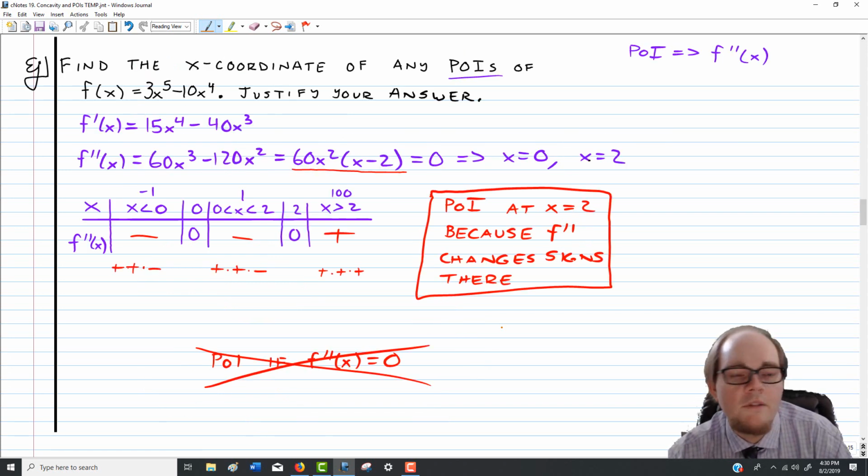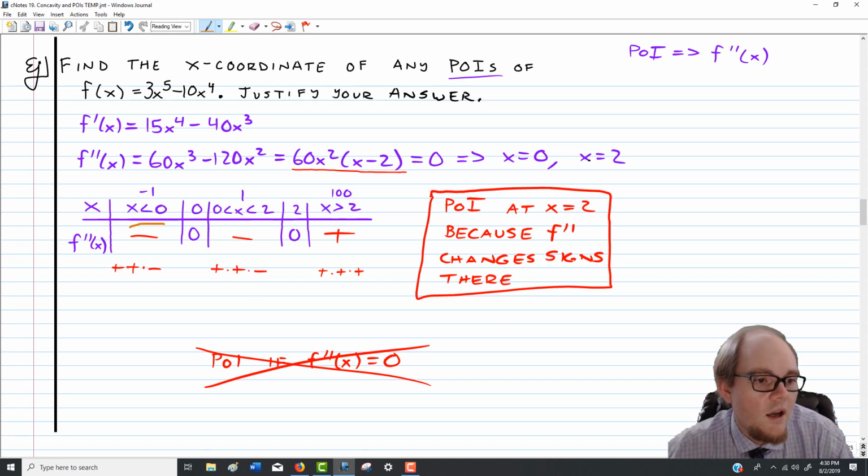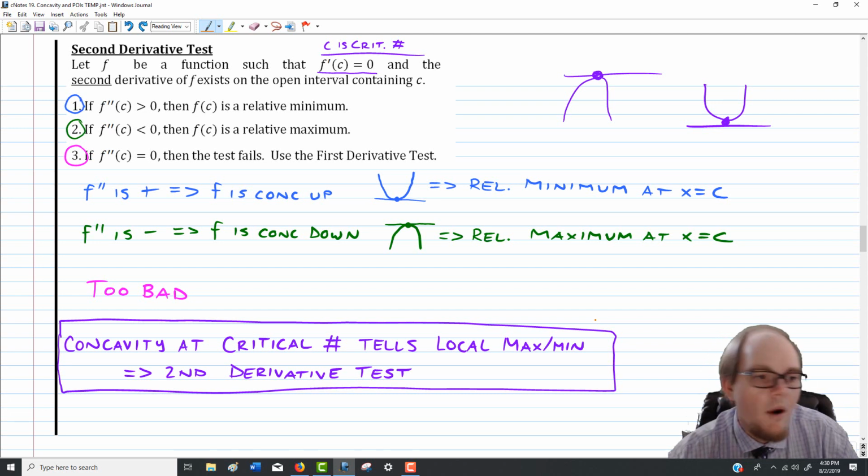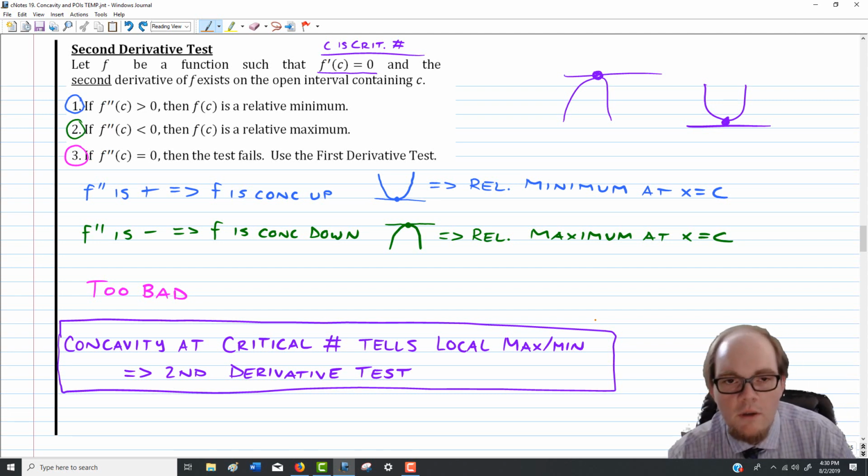Beyond that, we found some points of inflection and talked about the fact that it's not simply where the second derivative is 0. That just means that you might have a point of inflection there. Instead, we did need to actually check and make a sign chart to confirm that this worked the way we thought it would. And then after that, we talked about finally the second derivative test, which basically says if you're at a critical number, the concavity sign, so either plus or minus, will tell you whether you have a relative max or relative min, barring, of course, the possibility that the second derivative is 0 as well.